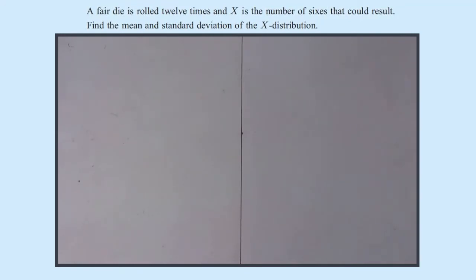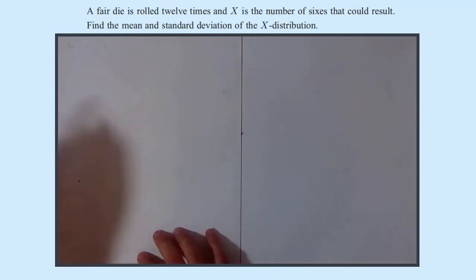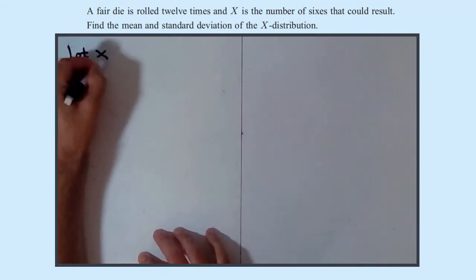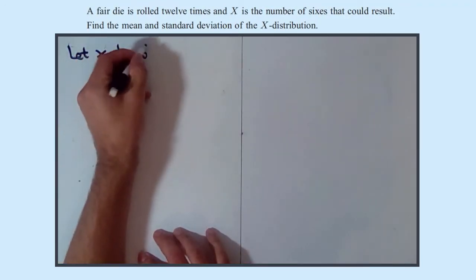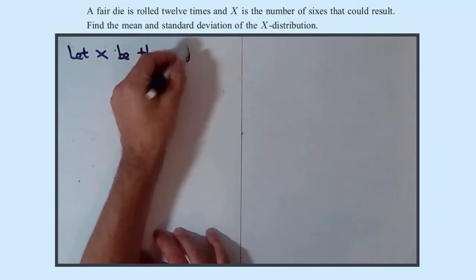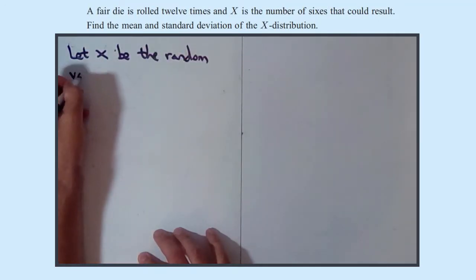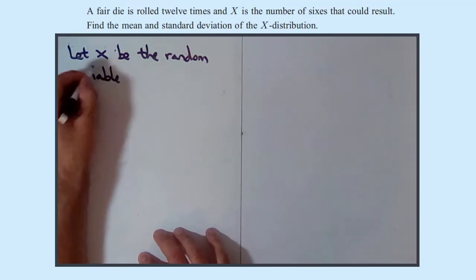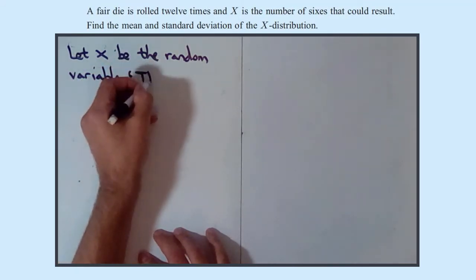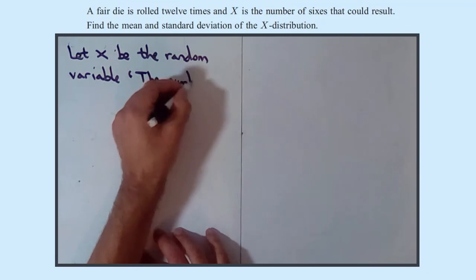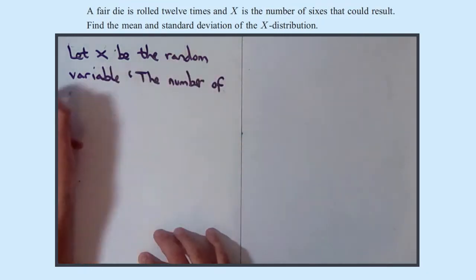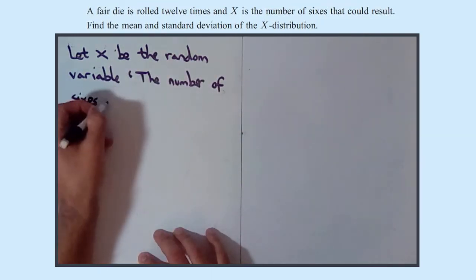And also, there are only two things that can happen on each roll. There is success, which is getting a 6, and there's failure, getting a not 6. So let's define the random variable. Let x be the random variable, the number of sixes rolled.